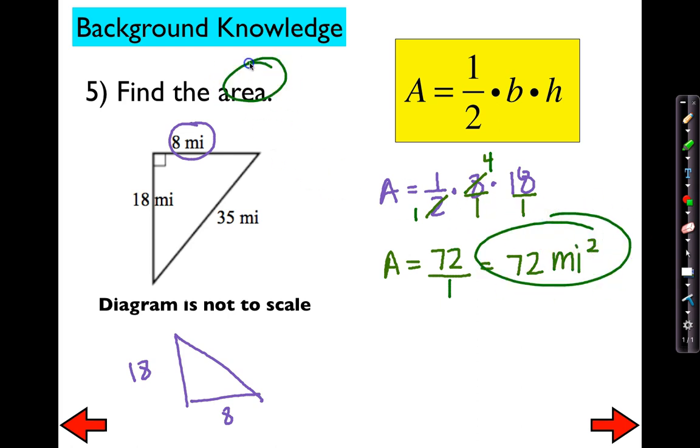So hopefully you understand by this point, when you're looking for area, your units are always squared.